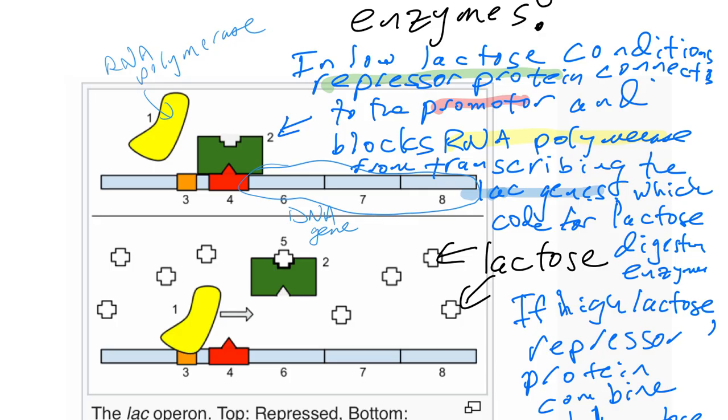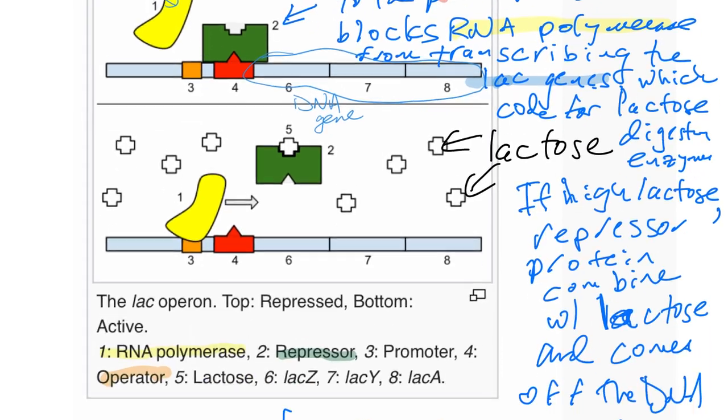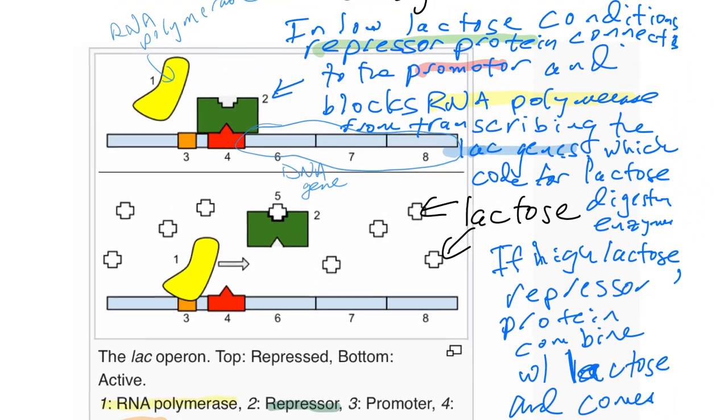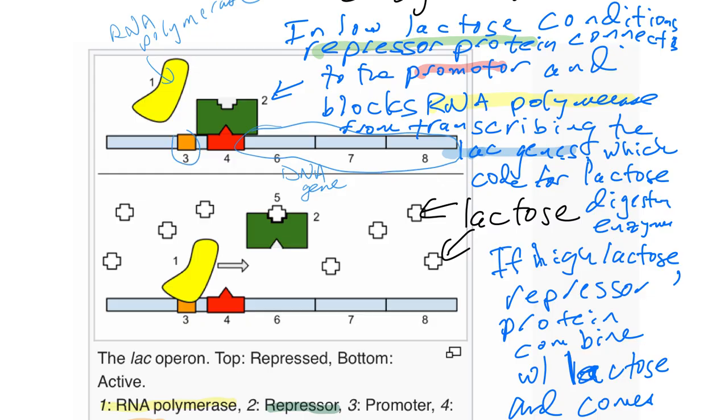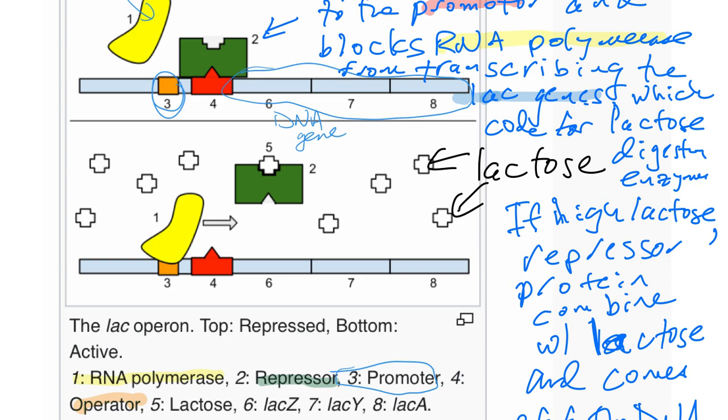lactose sugar. So number 2, number 4, let's look. Number 3 is the promoter. You can look at my code down here. Okay, the promoter is where the RNA polymerase lands on and starts transcription. Starts making mRNA for the lactase enzyme, the protein that will break down the lactose sugar.